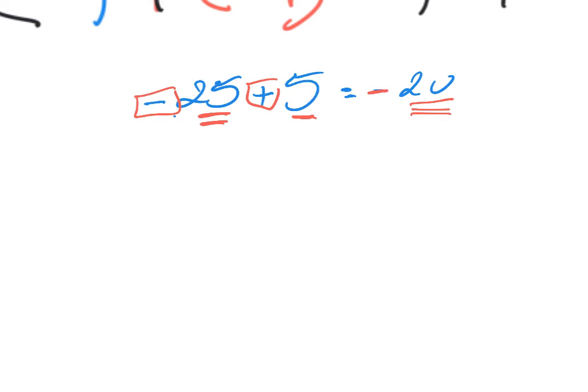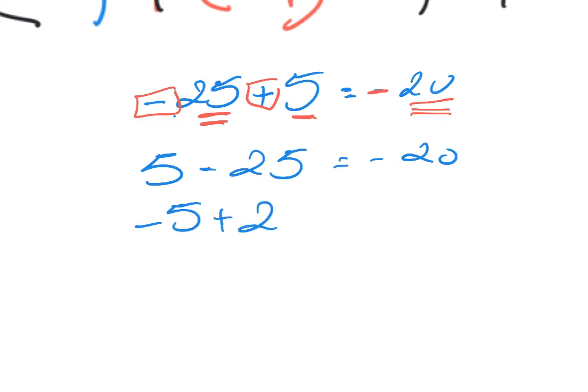What if I have this? By the way, this is the same thing as, if I switch it, 5 minus 25. It's the same thing again. So you're going to get negative 20, right? Now, what if I have this? What if I have negative 5 plus 25? What's the answer here?